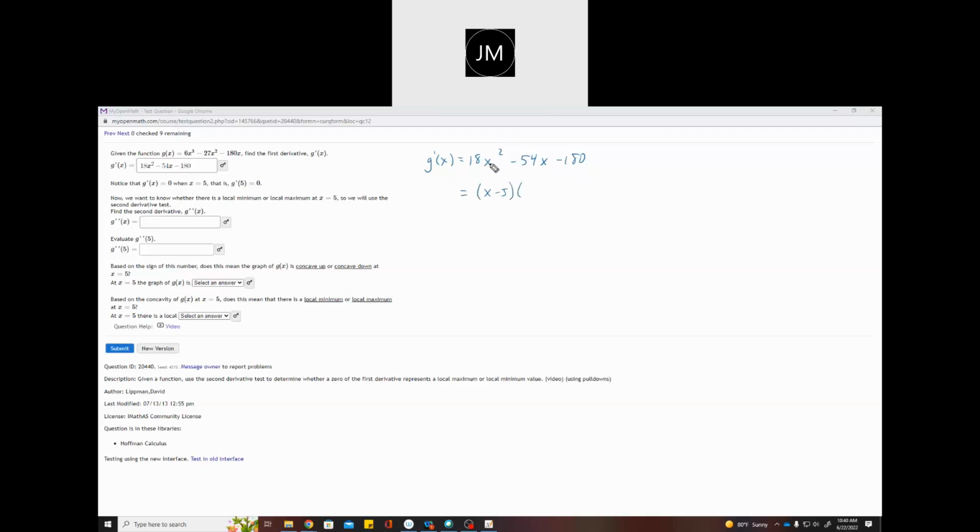If I want to get an 18x squared, I have to multiply x by 18x. If I want to get a minus 180, I have to multiply by negative 5. I could just divide it. 180 divided by 5 is 36. So I have to multiply negative 5 by a positive 36. And if you wanted to, you could factor more. I could take an 18 out, and this would just be an x plus 2. But the point is, by giving me one of the factors, that helps me factor it.